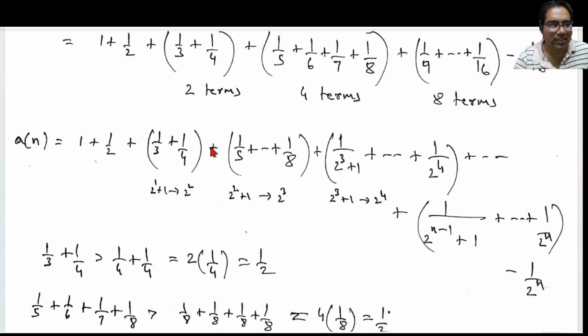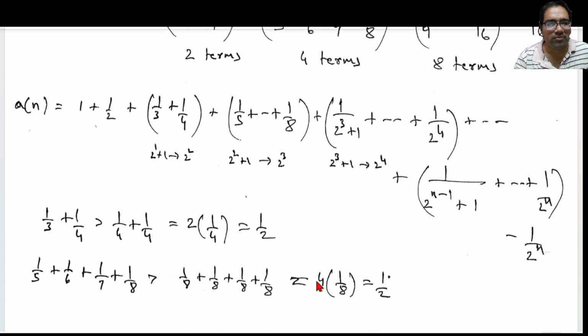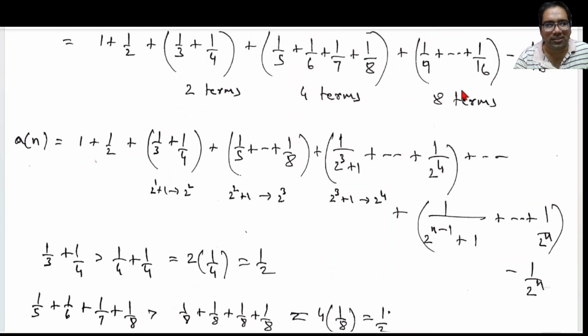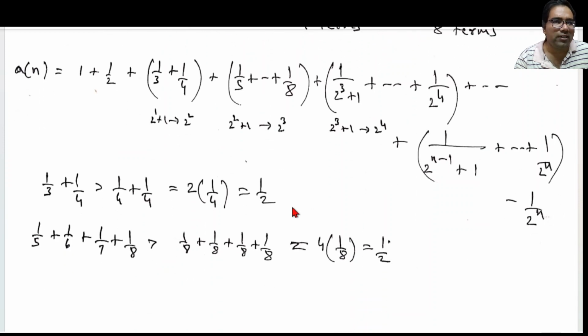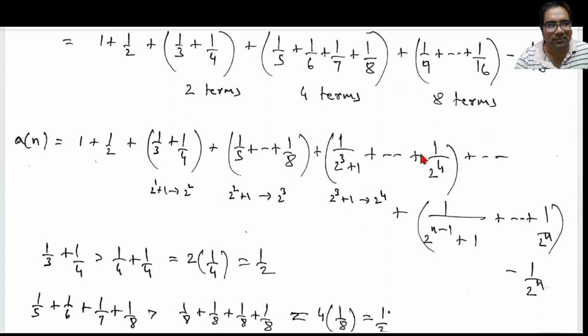Now, all of these buckets are greater than 1 by 3 plus 1 by 4. It will be greater than 1 by 4 plus 1 by 4, which is equal to 2 times 1 by 4, which is equal to half. This bucket is also greater than 1 by 8 plus 1 by 8 plus 1 by 8 and so on, which is 4 times 1 by 8, which is half. Similarly, this bucket from 1 by 9 to 1 by 16, each of them will be greater than 1 by 16. So 8 times 1 by 16, which is half. So basically, all these buckets are greater than half.